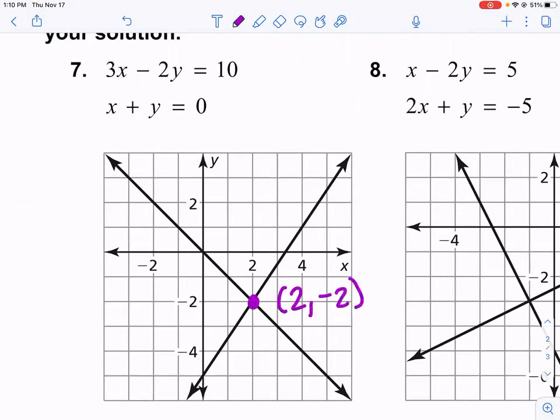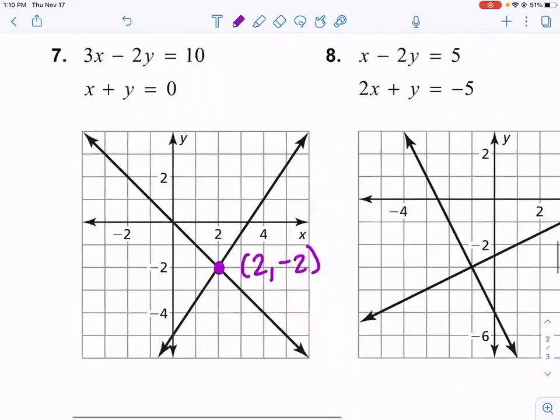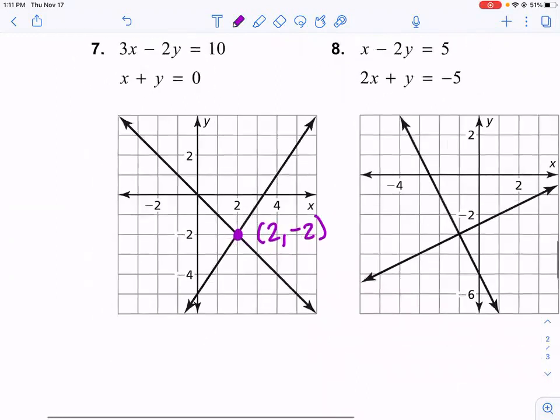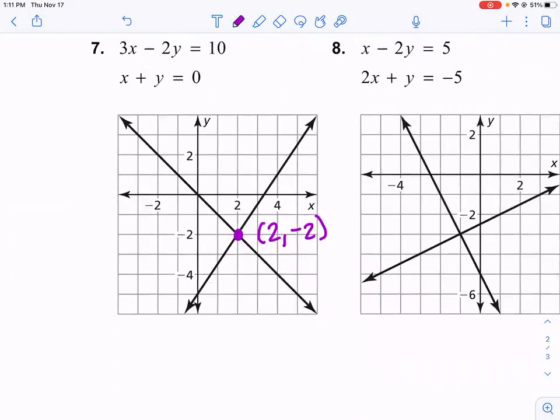2, -2. Label it. It's important. But we need to make sure that that actually is true. The thing about graphing is sometimes, especially if you don't have a ruler, our lines might not be super great. So we need to be careful. We need to always check. So let's come up here.